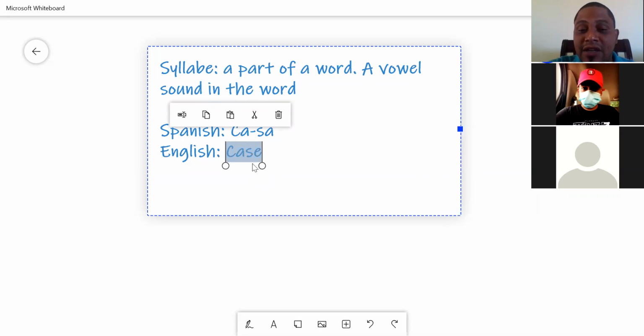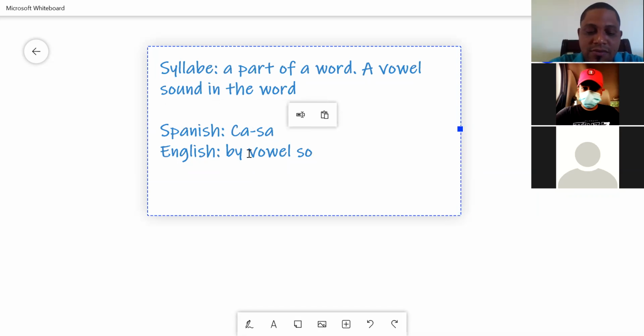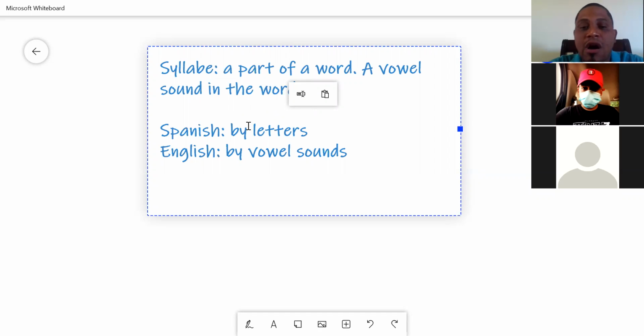If you were in Spanish, we have two syllables. But in English is only one. Because in English, we divide syllables by sounds. When I say sounds, I mean by vowel sounds. And in Spanish, we divide it by letters. And when I say by letters, is by the combinations of consonants and vowels, as in the word casa.